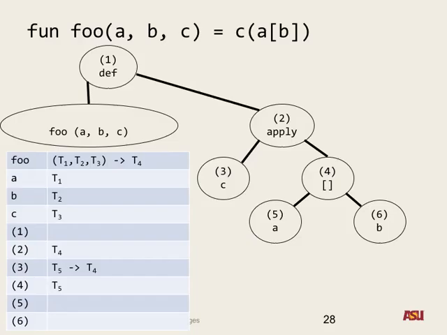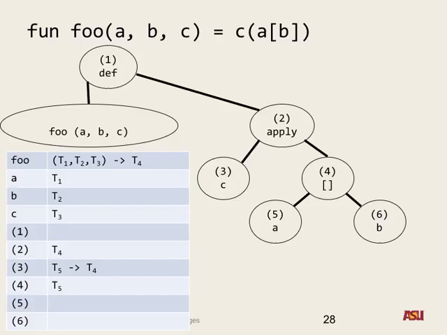Cool. Okay, so we just did node 2, so now we do node 3. What does node 3 tell us? Does it have any children? Does it have any constraints in that sense? No. But what does it tell us? What constraints does it have? Exactly. We know that.